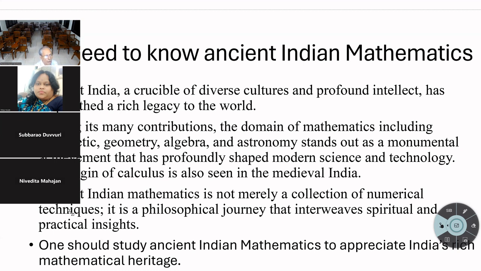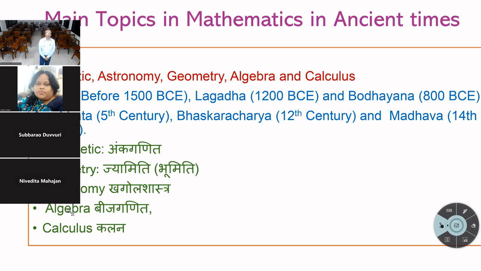What we study in ancient mathematics is arithmetic, astronomy, geometry, algebra, and calculus. These are the basic things. Arithmetic came from the times of the Vedas, and the Vedas are before 1500 BCE or much before that. Lagadha was a mathematician or astronomer around 1200 BCE. Bodhayana was around 800 BCE. The times of the Vedas, Lagadha, and Bodhayana are approximate. One doesn't know exactly the times, and people have made various opinions about their period.